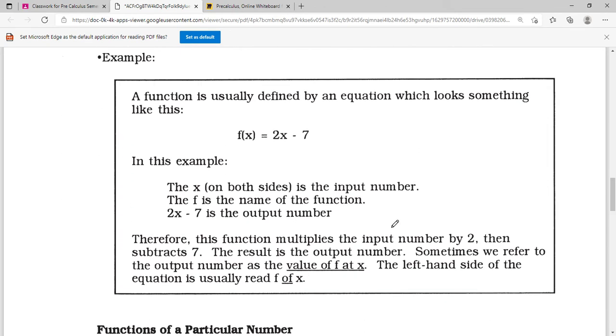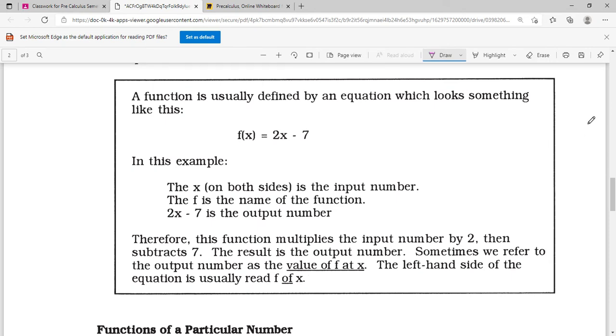Function notation, and we've covered this in Algebra 1 and Algebra 2. A function is usually defined by an equation which looks something like this: f of x, that means the function of x, equals 2x minus 7. The x on both sides is the input number. So x is our input number, this is our function, and f is the name of the function. Whatever calculation we do, 2x minus 7, is going to be your output number.